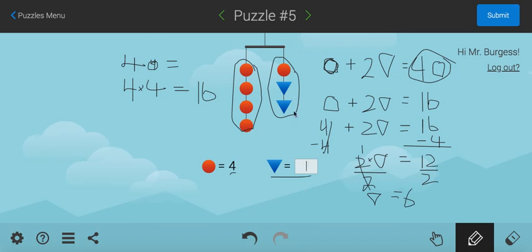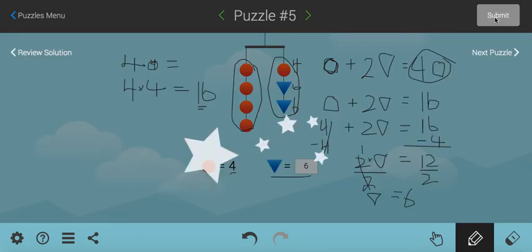And we can check that. If blue triangle is 6 and we know that the red circle is 4, let's take a minute, we'll add them up. 6 plus 6 is 12, plus 4 is 16. And hey, look at that. That is the exact same weight as we had on the left side. So the blue triangle has to equal 6. Superstar. You did it.